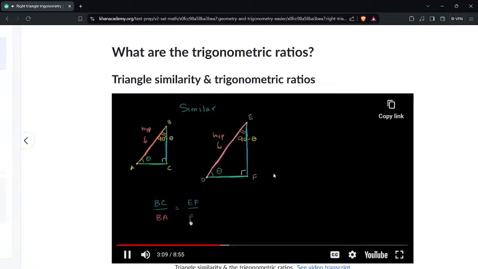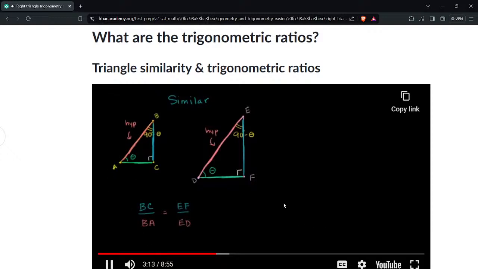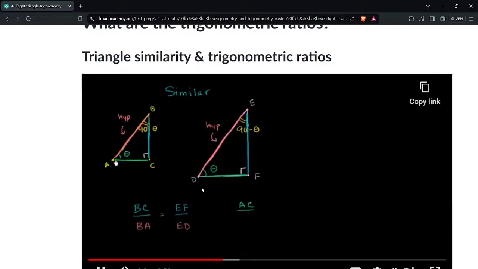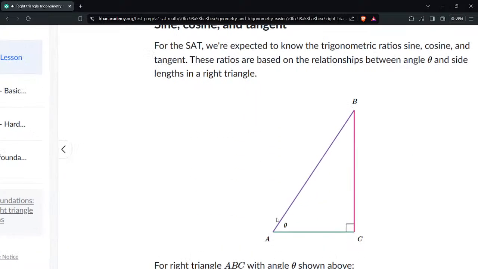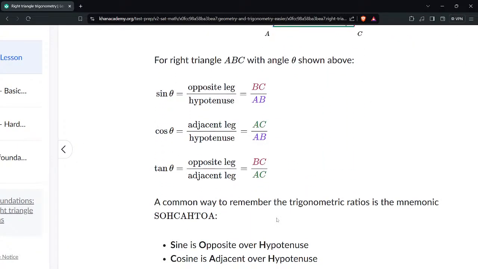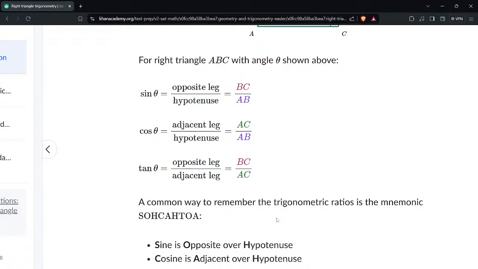Let's say the length of segment ED, or we could also write that the length of segment AC, so AC over the hypotenuse of this triangle, over AB, is equal to DF over DE. Once again, this green side over the orange side. These are similar triangles. Sohcahtoa.